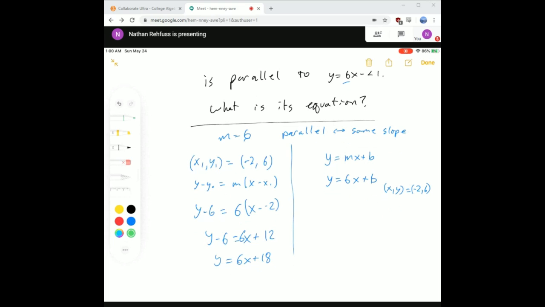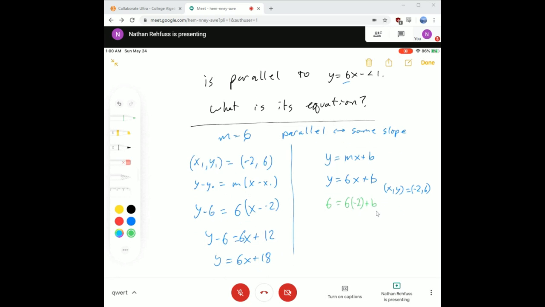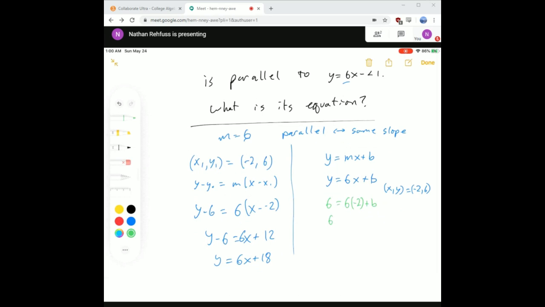So specifically, 6 equals 6 times -2 plus b. Do you see what this gets me? Now the only unknown in this equation is the b, the parameter for the intercept. So I can use this to solve for it. I can say 6 equals -12 plus b, add 12 to both sides. 18 is equal to b. Well, now that I know b, I can go back to here and fill in that last piece of information. Y equals 6x plus 18.